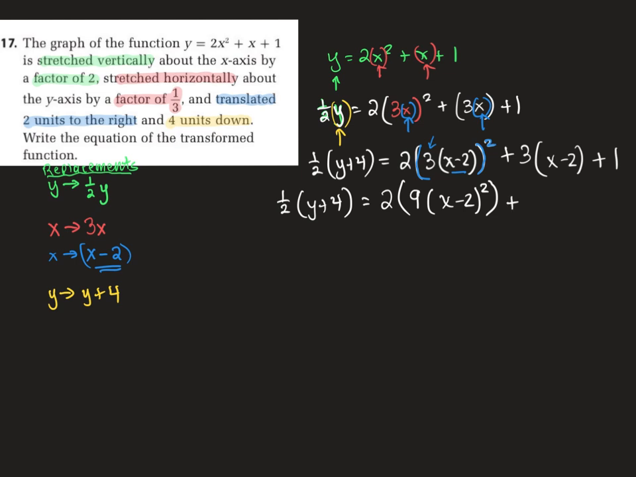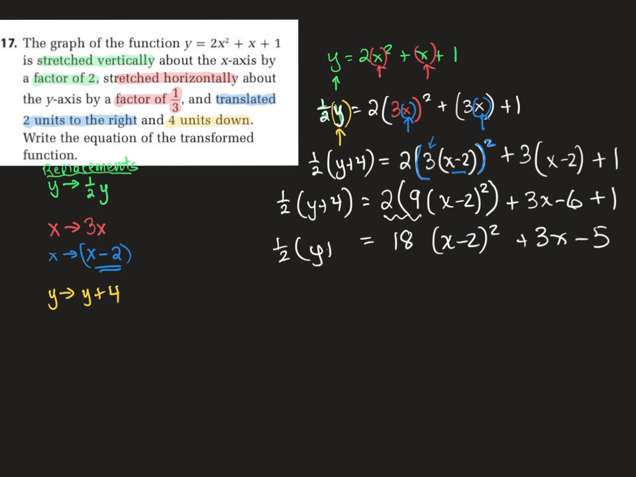Okay, plus, and sure, let's multiply this 3 through, like that. And then I'm just going to multiply these two things together. The 2 and the 9 would be 18, and then x minus 2 squared plus 3x, and then minus 6 plus 1 would be minus 5. All right, now left-hand side, let's go about isolating y. So if we multiply both sides of the equation by 2, we'll get rid of that 1/2 and leave y plus 4 equals, multiply 18 by 2 is 36.